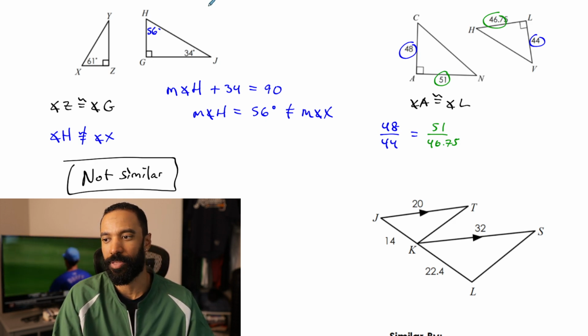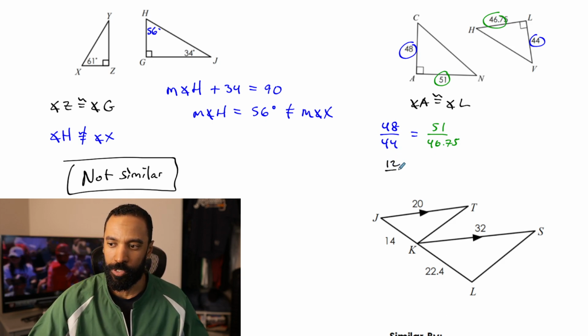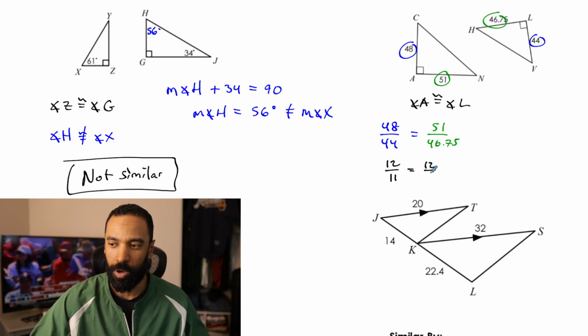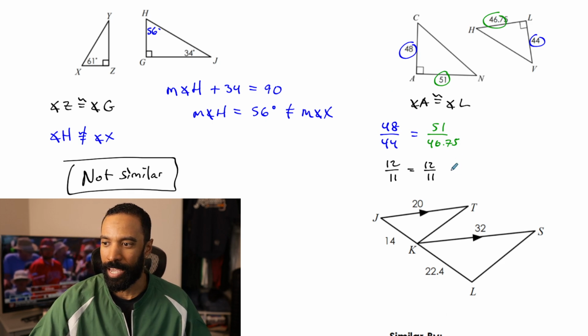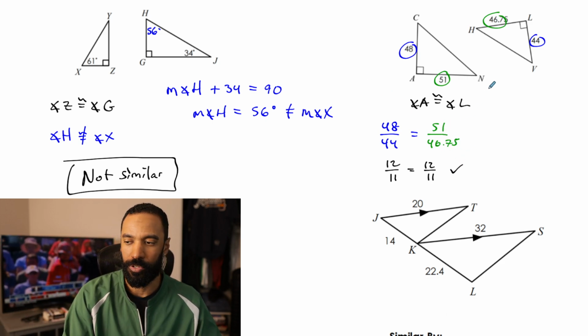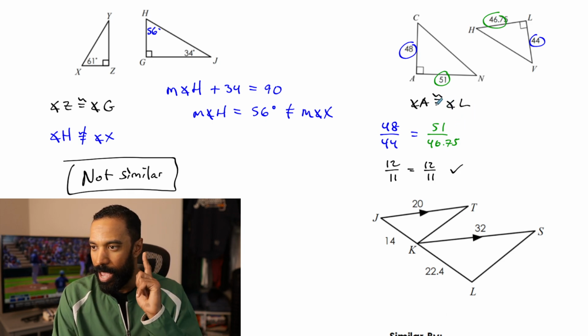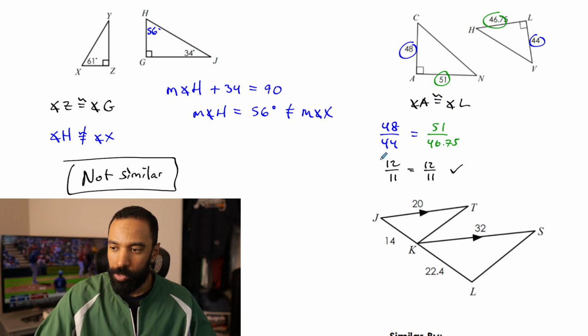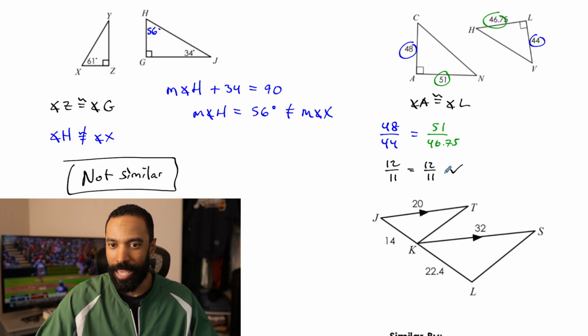1.090909. Yes, it's the same thing. I'll just say that we did reduce it. We found a way. 12 over 11 equals 12 over 11. And there is a way. I could multiply these by 3 and then reduce it. I just didn't want to do that. So, angles are congruent. Two sets of sides are proportional, and they are the sides that make up the angles. So these triangles are similar.